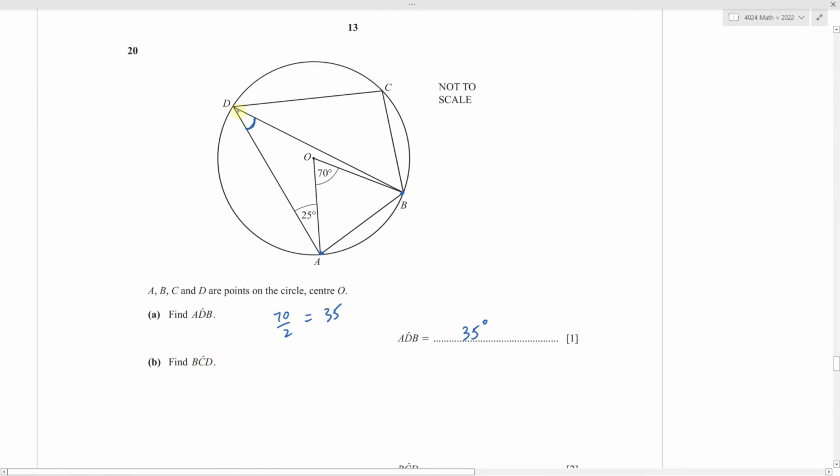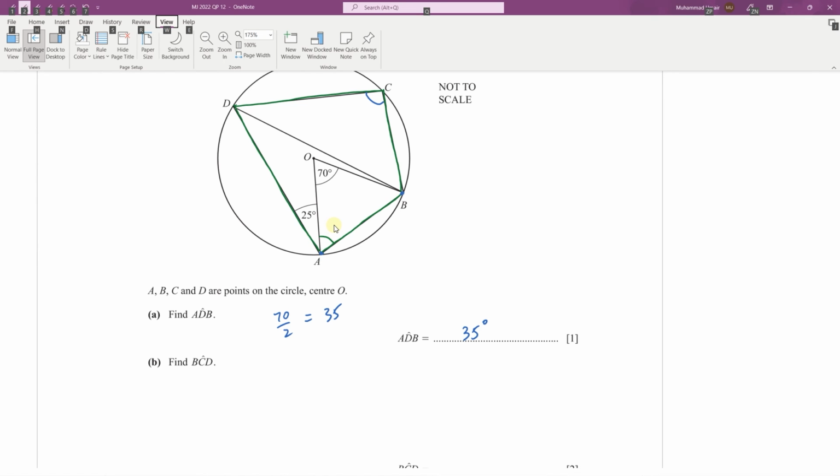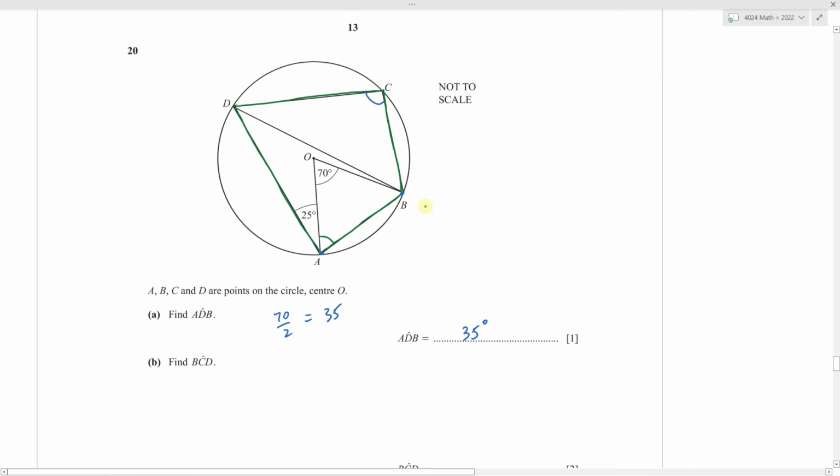Angle BCD. So BCD is this. Now if I look at this, ABCD is a cyclic quadrilateral because all four vertices are on the circumference, right? So this angle is opposite to this angle. I know part of it is 25. If I can calculate this, this plus this should be 180 because the sum of opposite angles of a cyclic quadrilateral is 180.